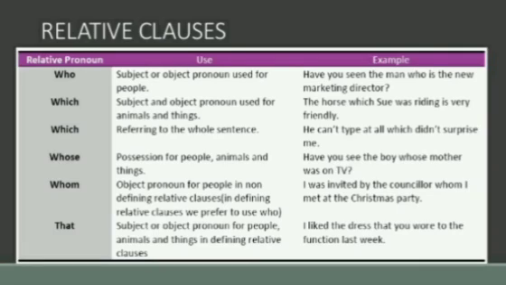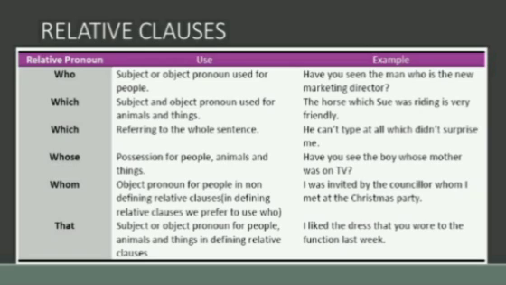Relative pronouns are who, which, whose, whom, and that. Who is used as a subject or object pronoun for people. Have you seen the man who is the new marketing director? Which is used as a subject and object pronoun for animals or things. The horse which Sue was riding is very friendly. Which can also refer to the whole sentence: He can't type at all, which didn't surprise me.